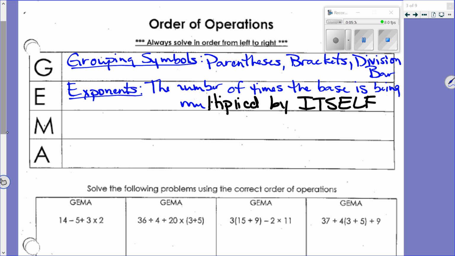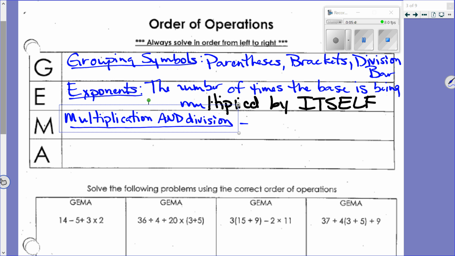Well done. You got them both. So M is actually multiplication and division. Your key on this one is we're going to do it from left to right, which was one of the problems with PEMDAS. It sounded like you're supposed to divide after you multiplied. No, I just start on the left and I go right, because that's the way we read in English. It's also the way we read in math.